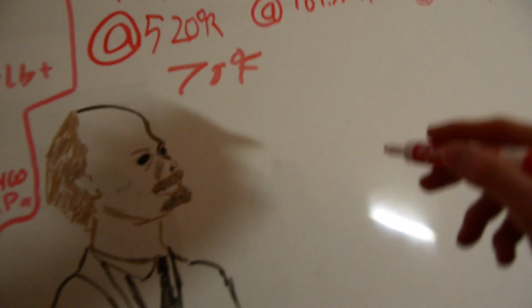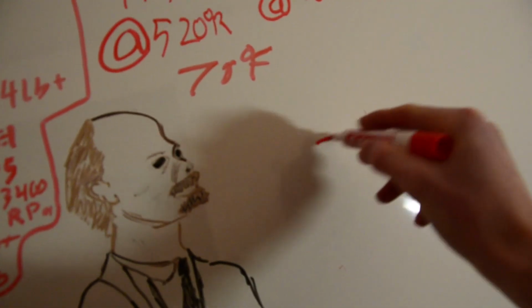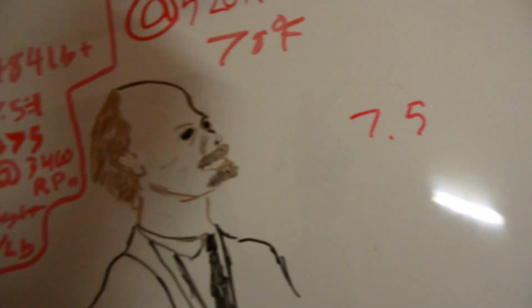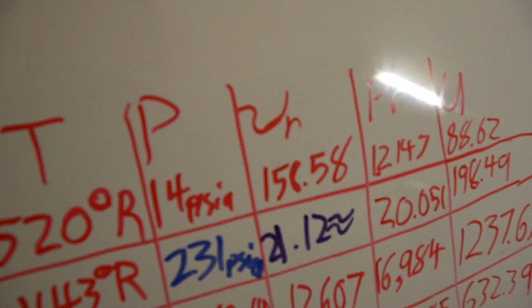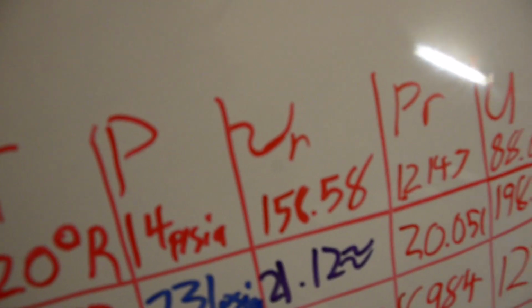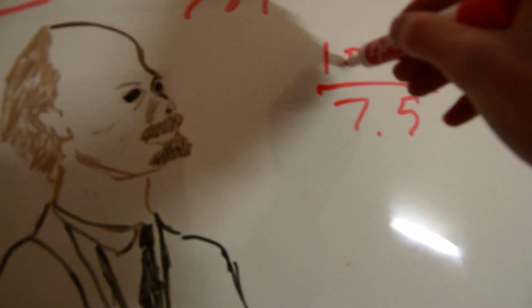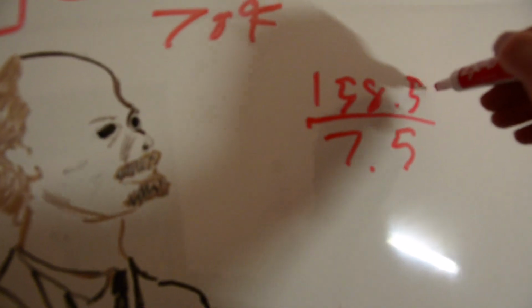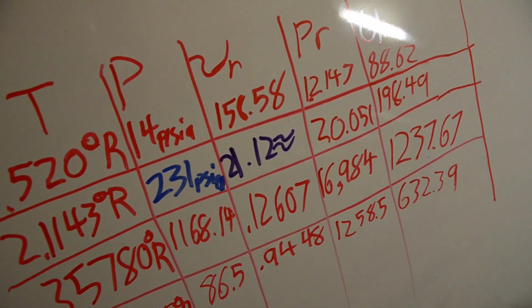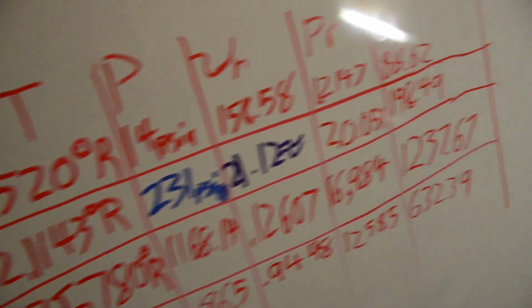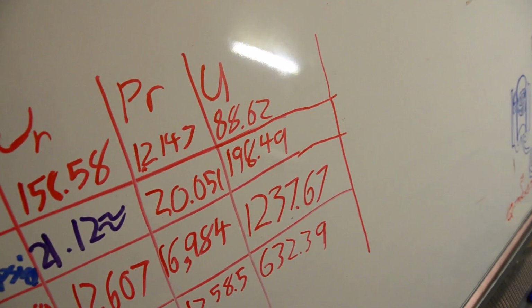So we started out with a compression ratio of 7.5. Now we need to find relative volume 2, in which case we take the relative volume, which is 158.58, and we divide that by 7.5, and if I'm not mistaken, that should put us at approximately 21.21, which has all of those wonderful numbers right there.